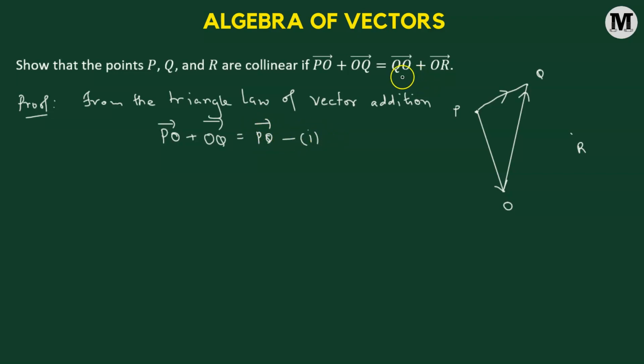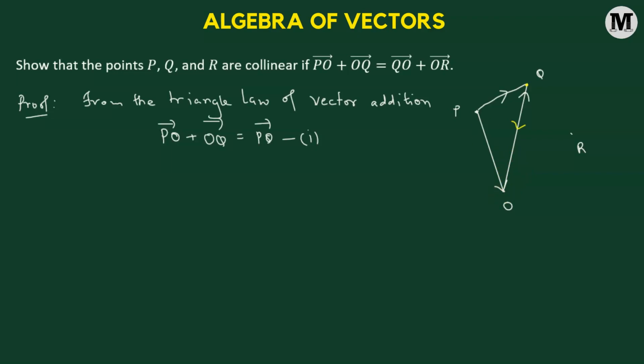Next we come to the right hand side. So this time we have QO vector. QO vector will be the vector going from the point Q, the initial point, towards the terminal point, that means O. So QO vector is added to OR vector.